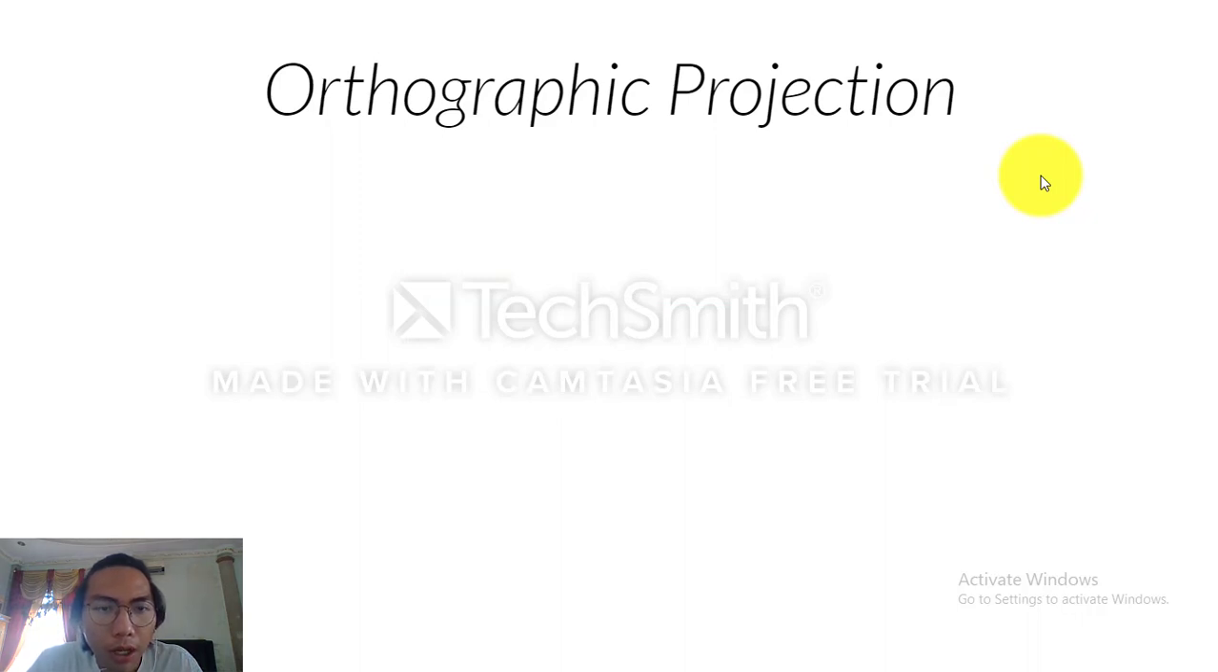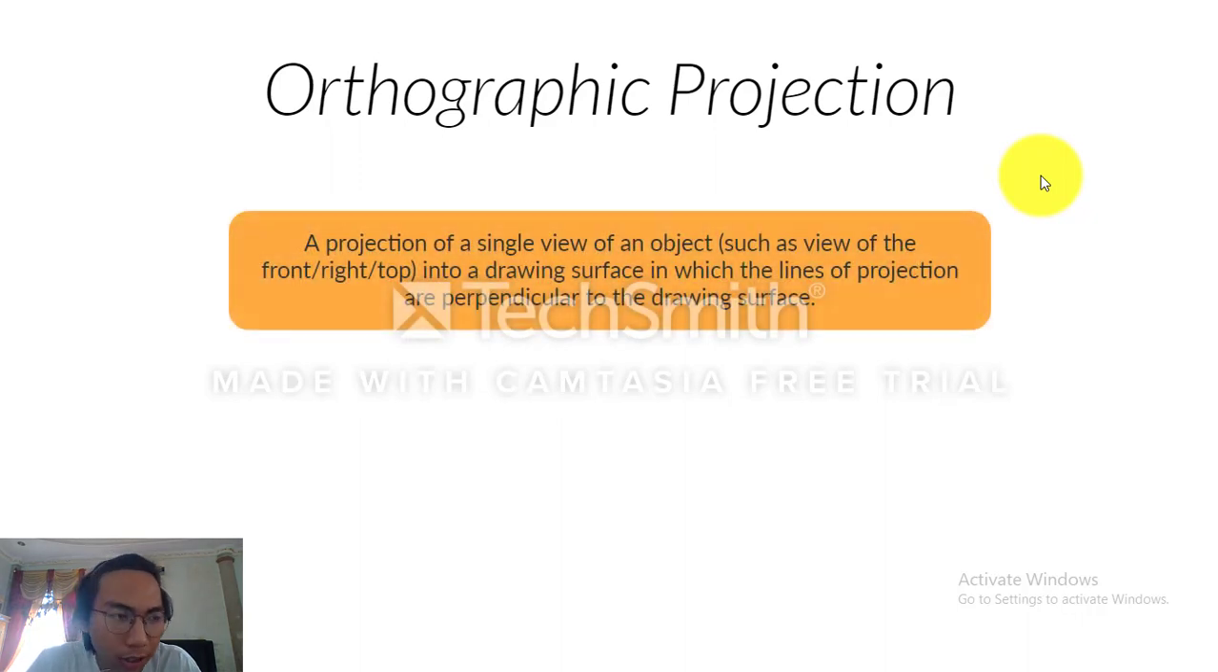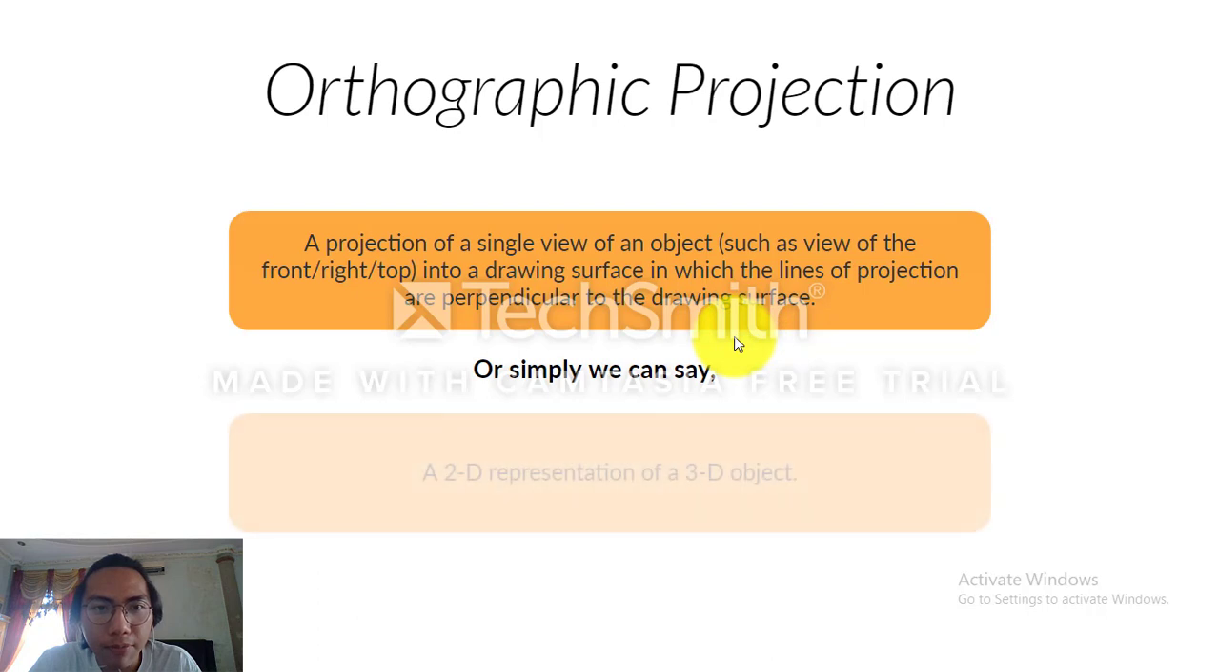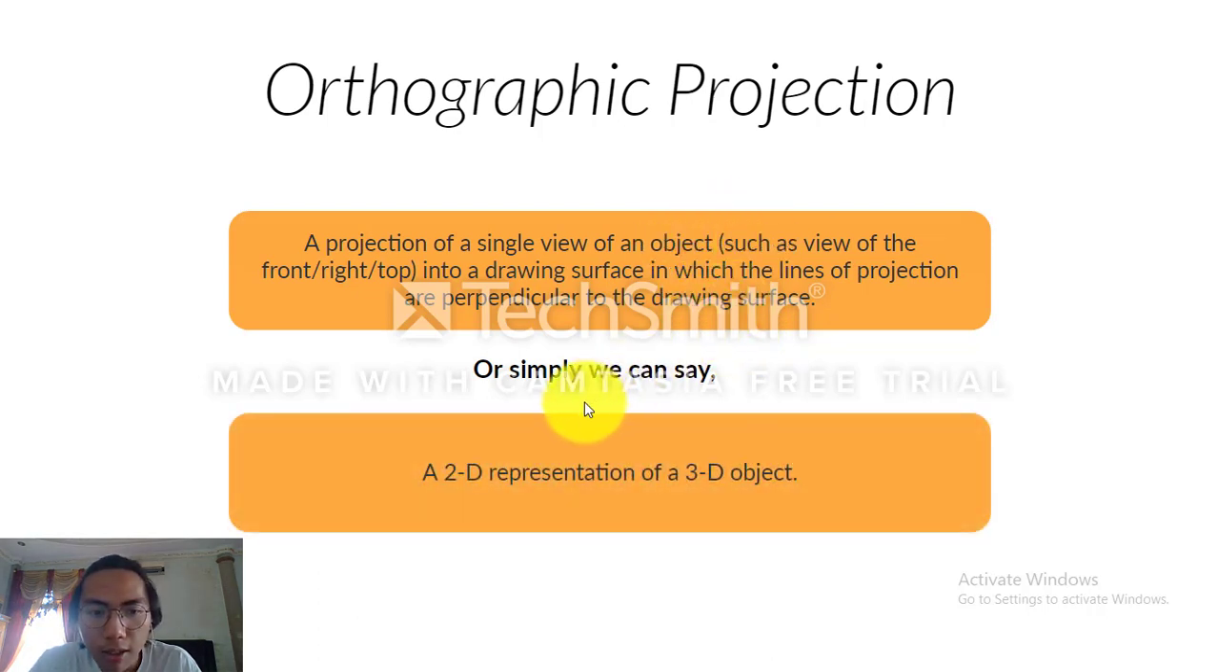So orthographic projection, by definition, means the projection of a single view of an object, such as the view of the front, right, top, rear, or some of the views, onto a drawing surface in which the lines of projection are perpendicular to the drawing surface. Or maybe simply we can say that orthographic projections are two-dimensional representations of a three-dimensional object. So how can these definitions be understandable? Let's jump into an example.